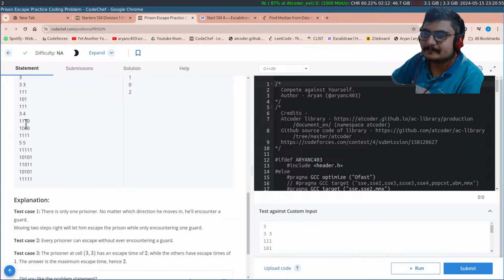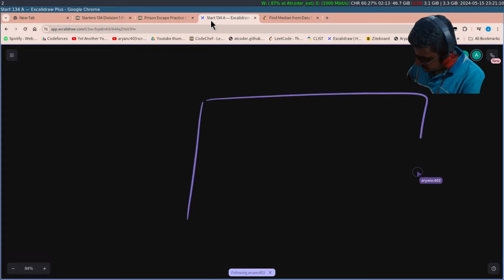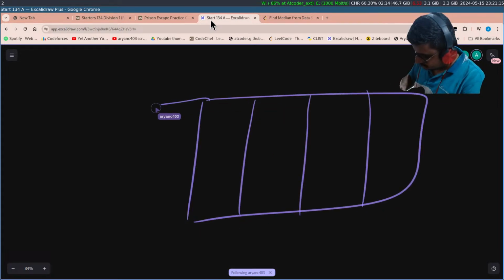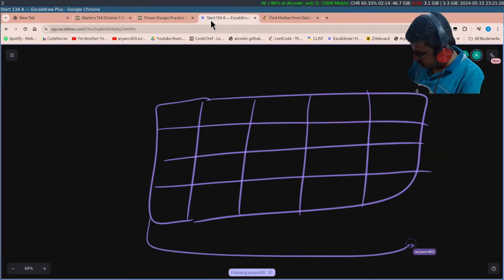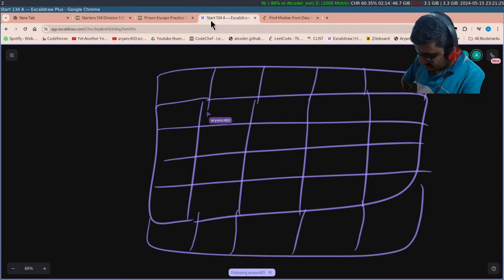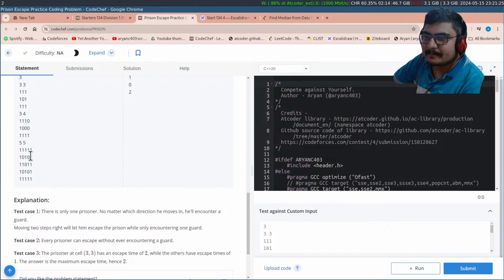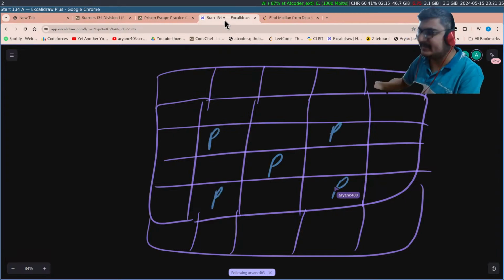Let's take one more example. In the second example, you can notice all the prisoners can go using these zeros and no more route is required. The third test case is a bit more complicated. We now have a 5x5 grid. I will mostly denote prisoners here. We have 5 prisoners here, and at all the other places there are guards.